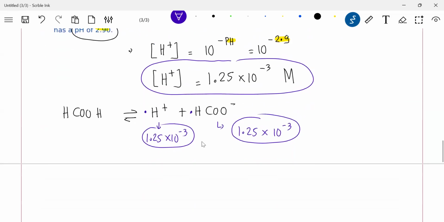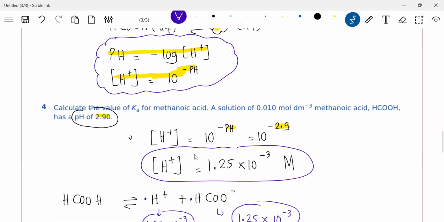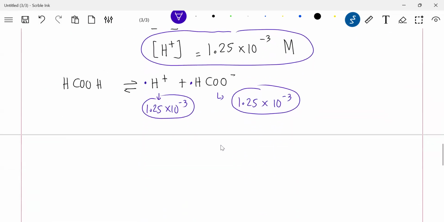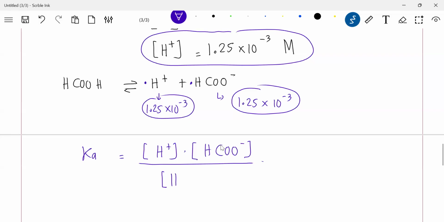And then there is also another formula. Next step, take a look. To find Ka, the formula is the concentration of H plus times the concentration of HCOO negative, and then divided by the concentration of HCOOH.